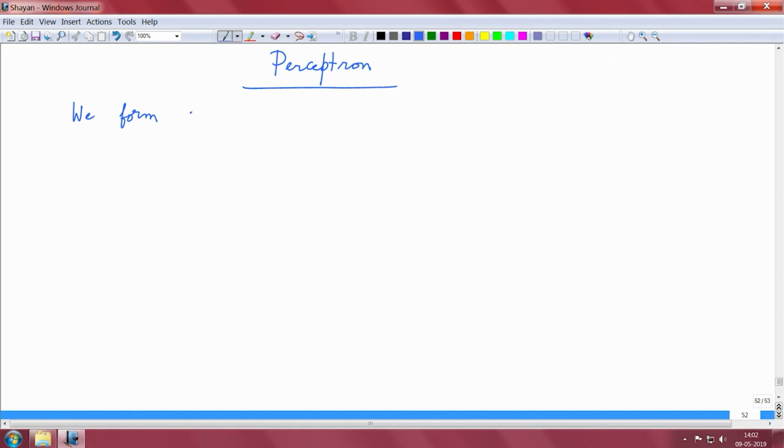So, we form this vector xn as plus 1, that is the first coordinate, then we have x1 n, x2 n, dot dot dot, xm n, and this is transposed. We have an m plus 1 dimensional vector here.